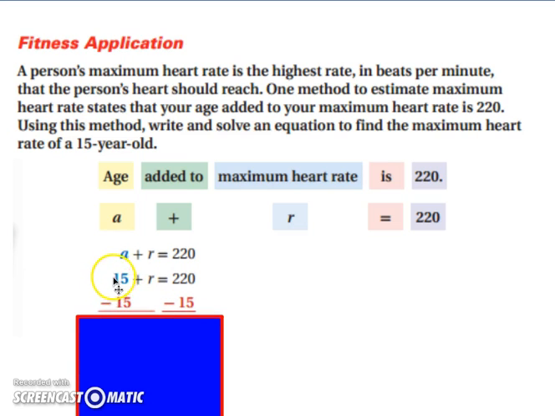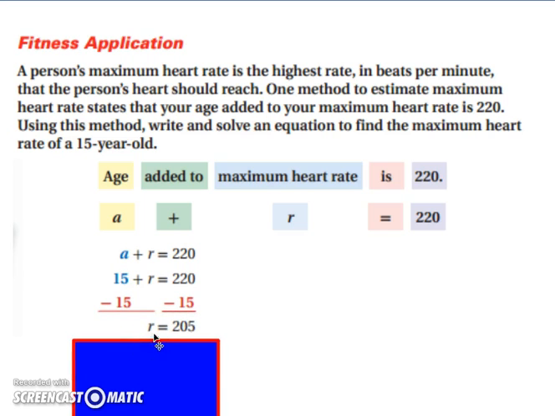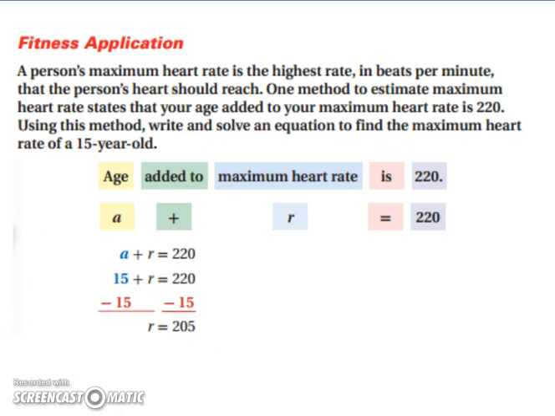Keep in mind, if you're having difficulty figuring out whether you should add or subtract, think of it this way. What do I need to do with this 15 to make it 0? If you were to add 15 to 15, you'd have 30. That's not 0, so that's why you're going to subtract. And when you do, you end up with R equals 205.